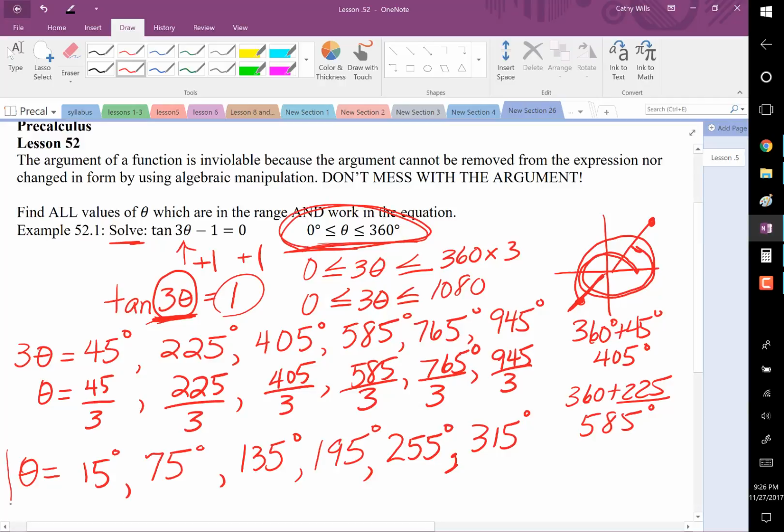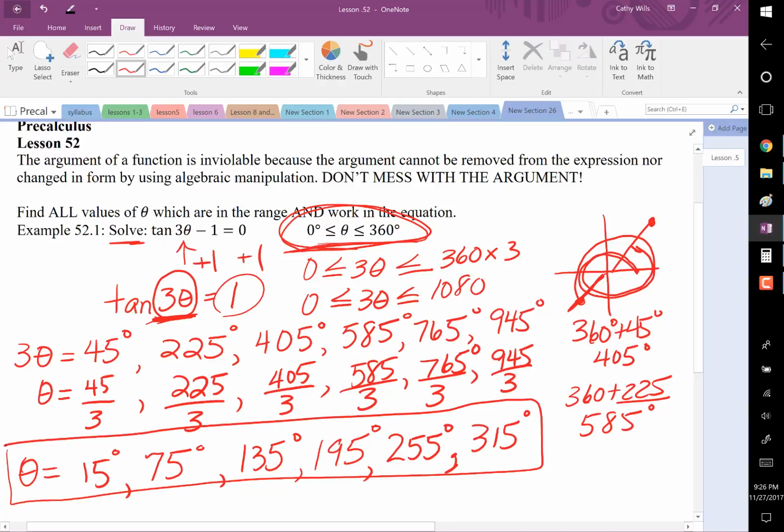All right, so theta in this problem can take on all these values. Because you're taking the tangent of 3 theta, and that can equal 1, and that means that you can spin around that circle and get bigger values. And then when you divide by 3, you come back into the range for theta.